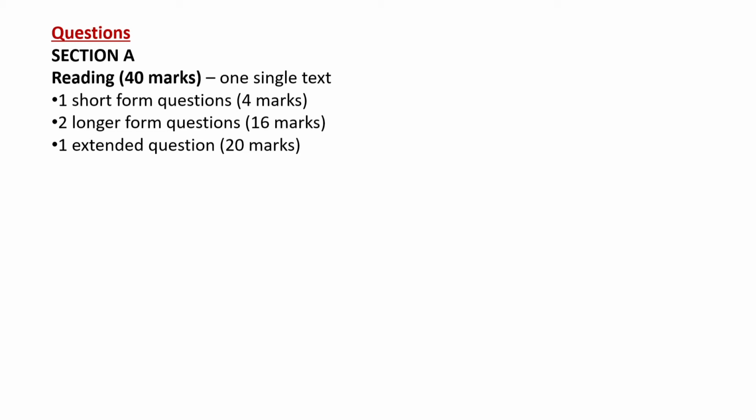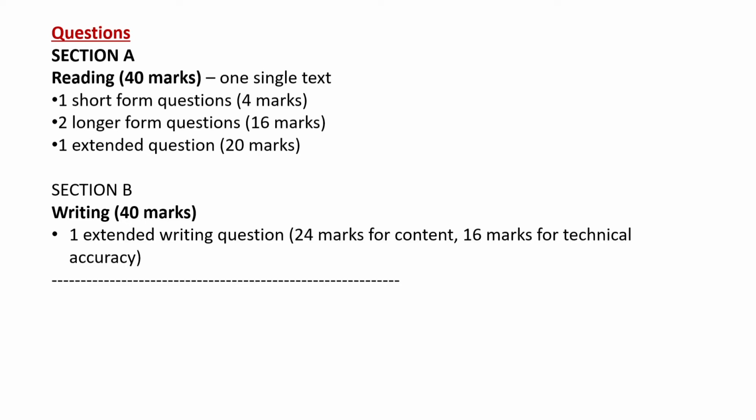Now let's move on to Section B. Like I said, you have an extended writing task to do and you're required to write extensively. This question is worth 40 marks in total. However, the marks are divided into 2 parts, 24 marks for content and 16 marks for technical accuracy. Technical accuracy has to do with your use of spelling and punctuation, your vocabulary and sentence structures. Content, on the other hand, has to do with your awareness of purpose and audience, tone, style of writing, your use of structural and grammatical features, okay?